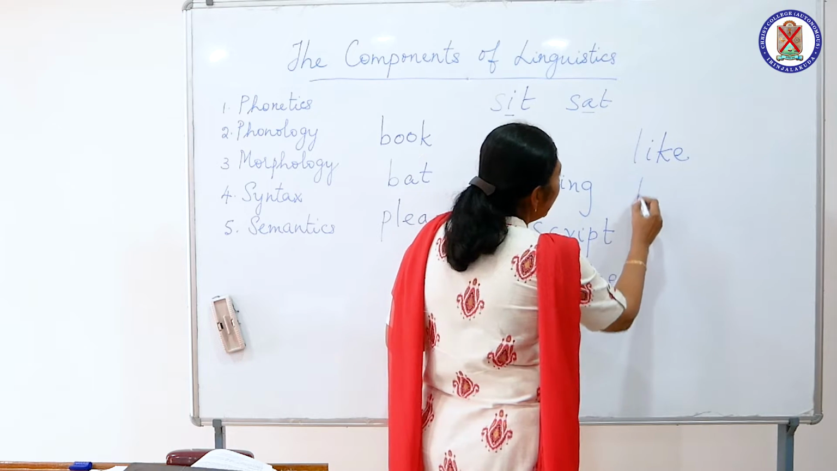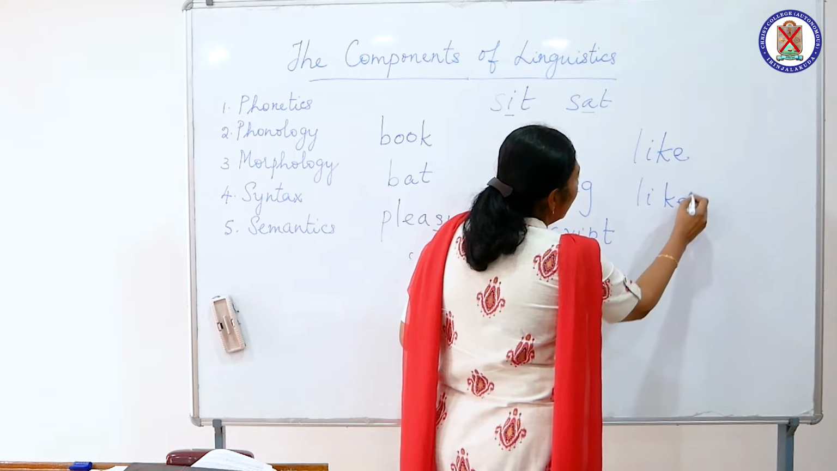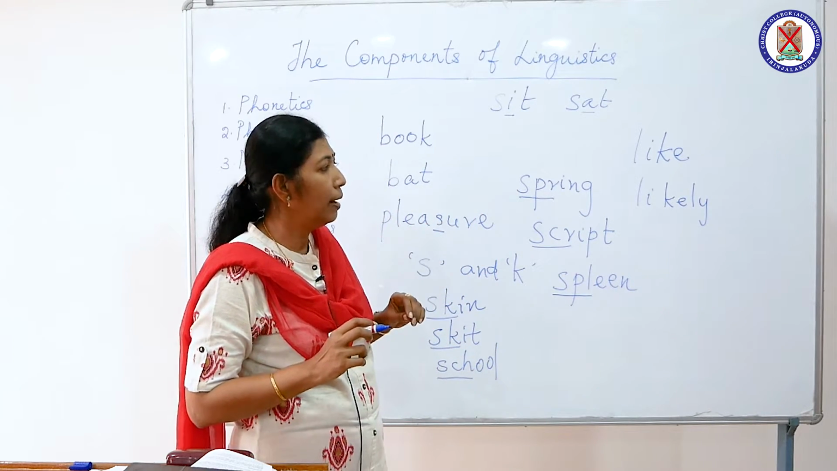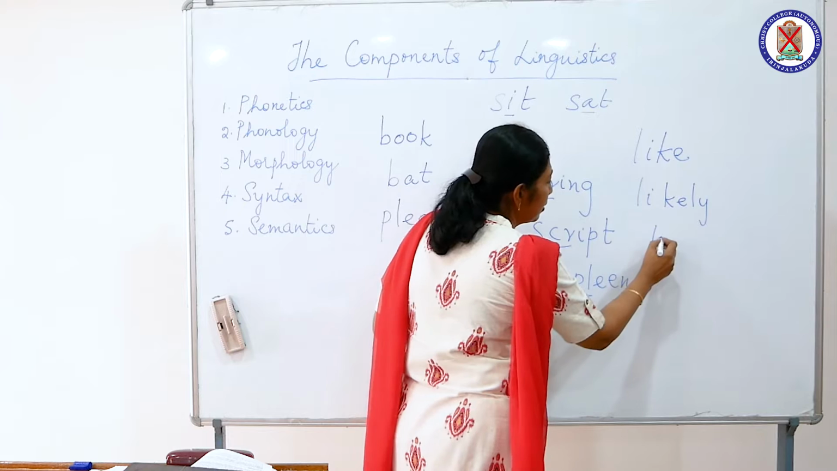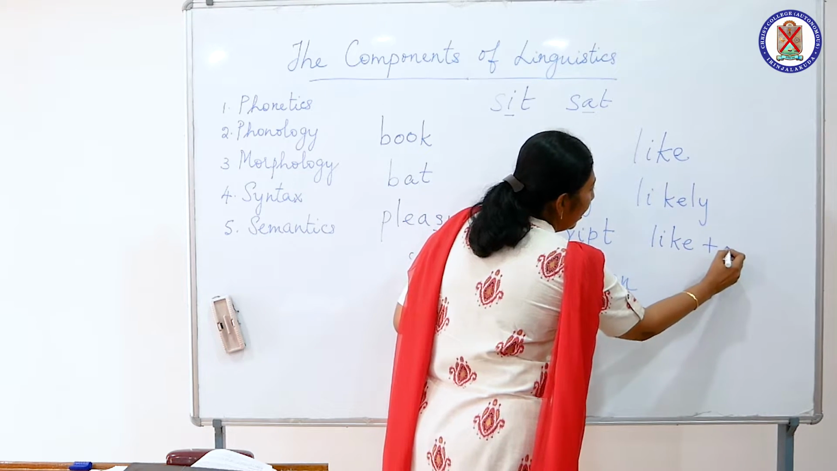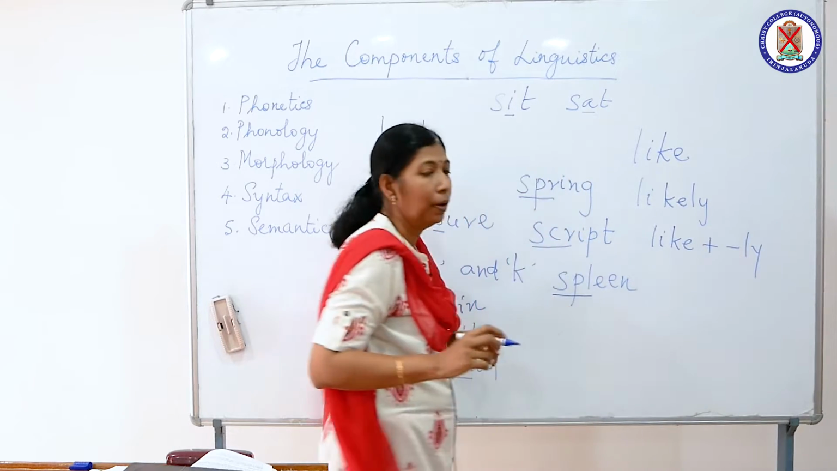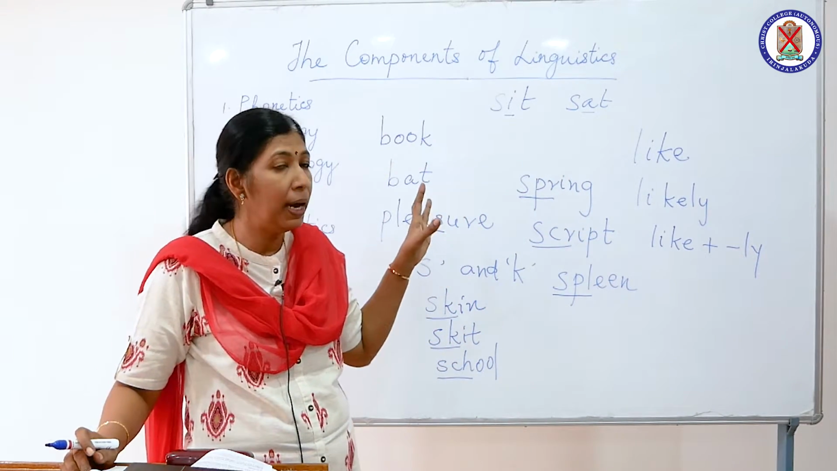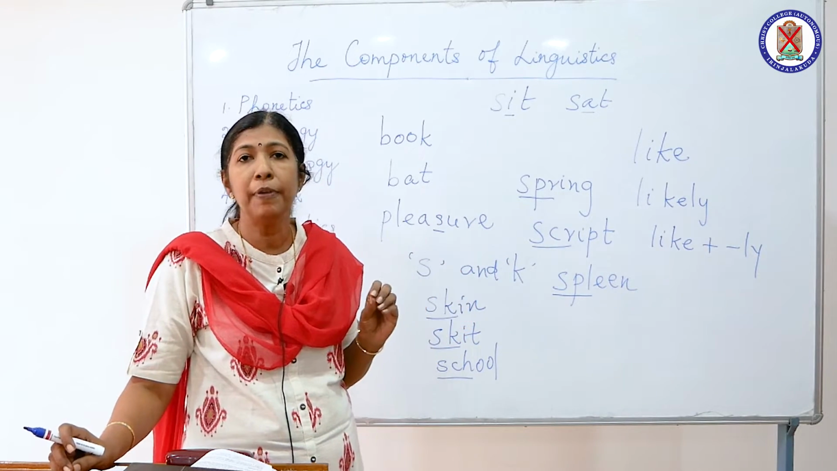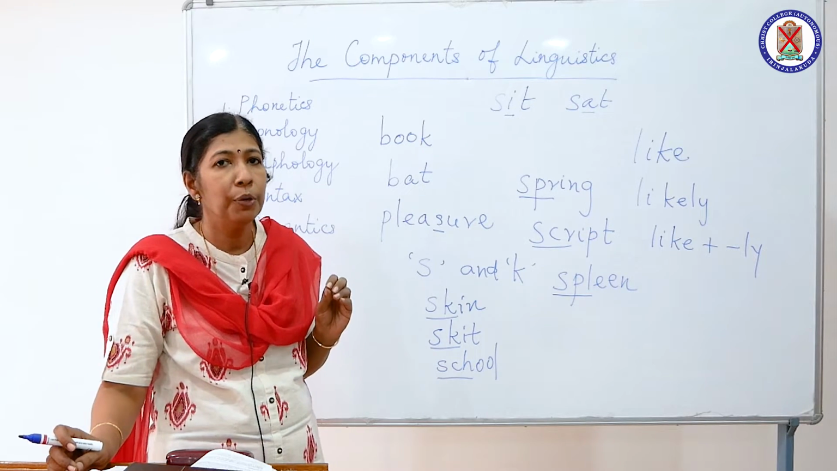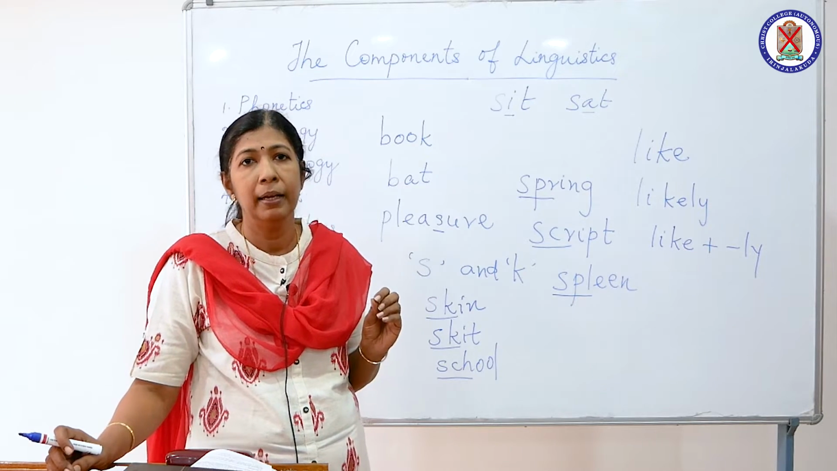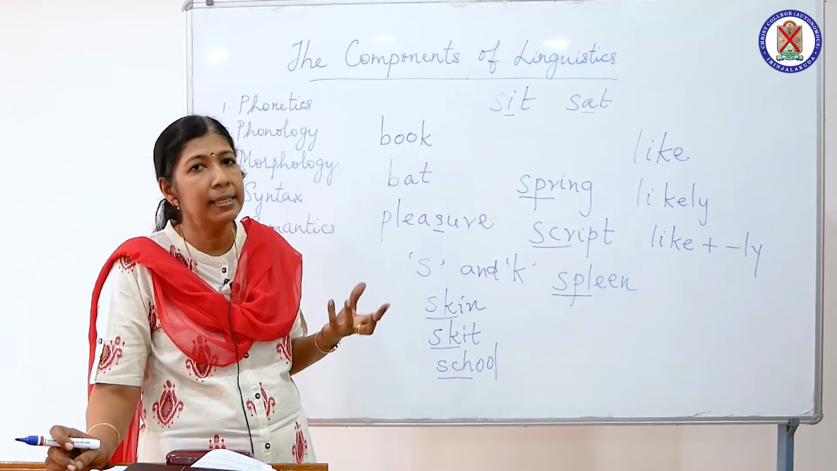But if we consider the word likely, we can split this word into two units, like and ly. Or we can say that the word likely consists of two morphemes. A morpheme is a minimal unit of meaning. It is a unit of language which carries meaning.